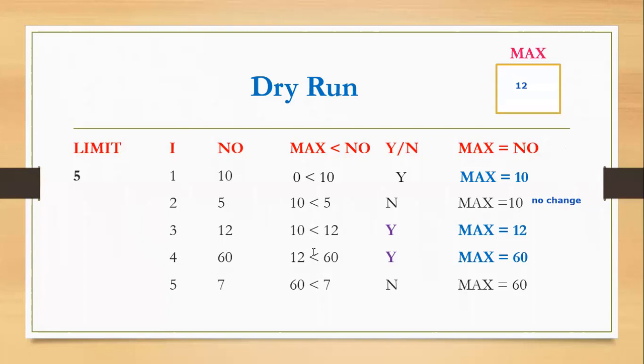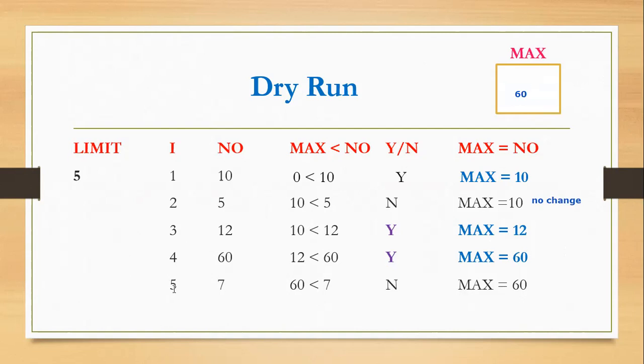So here it will check whether 12 is less than 60. Again the output is yes. So if it is yes, my max will change. So now my max will change from 12 to 60. So value stored in max will become now 60.